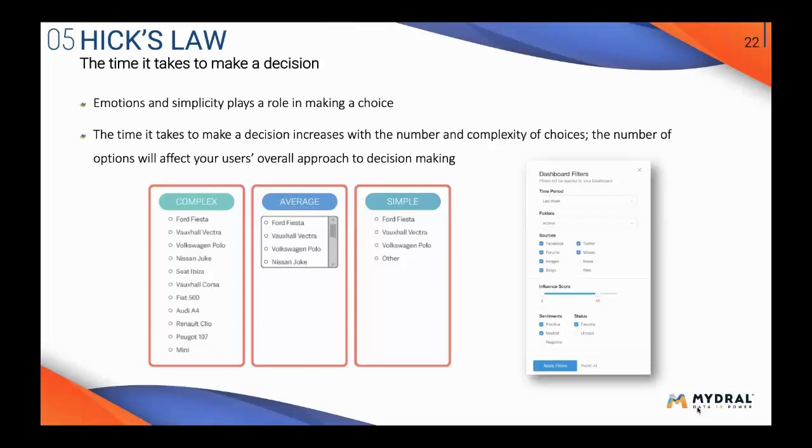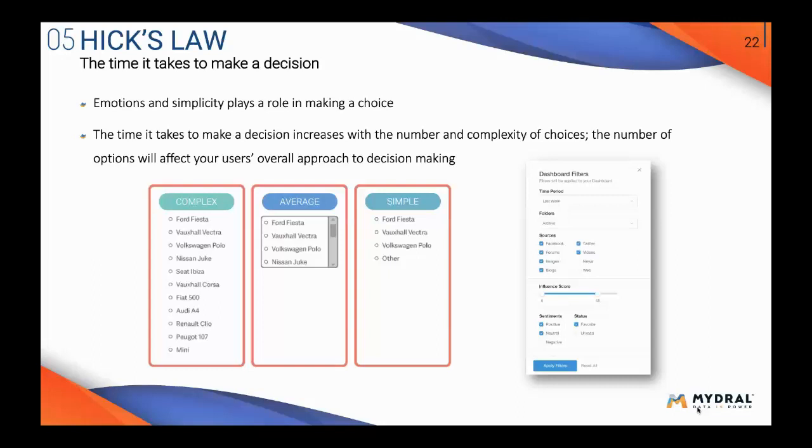So the third law that I wanted to highlight here, and which is very important to consider when working on the UX of a data visualization, is Hick's law. The key principle here is to consider the time it takes to make a decision and how this is impacted by the number of options you give to the user. And that comes back to the importance of understanding that not everyone will consume information in the same way.